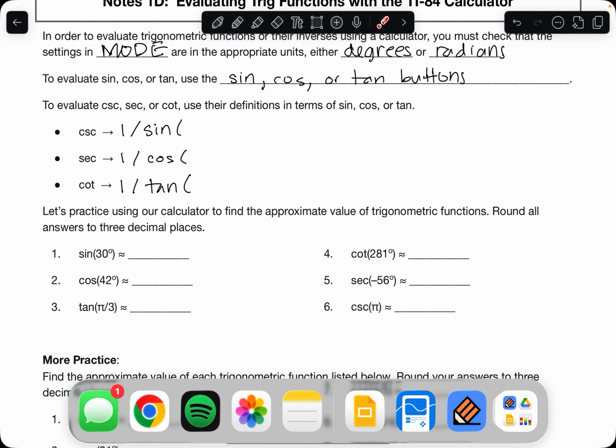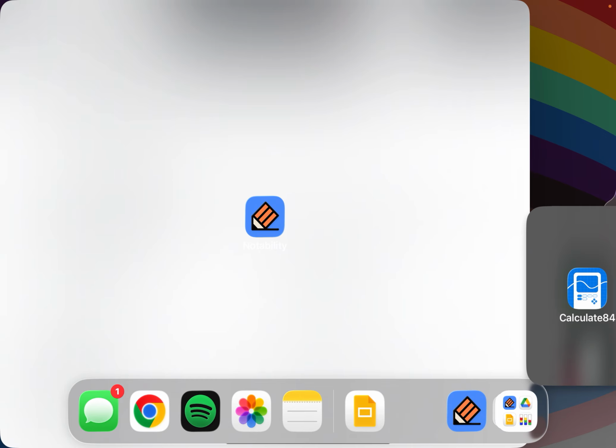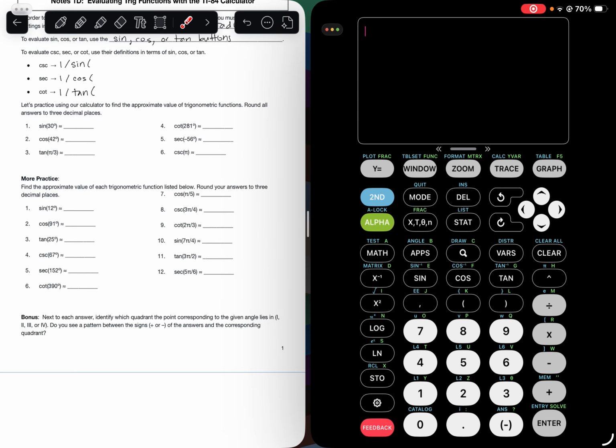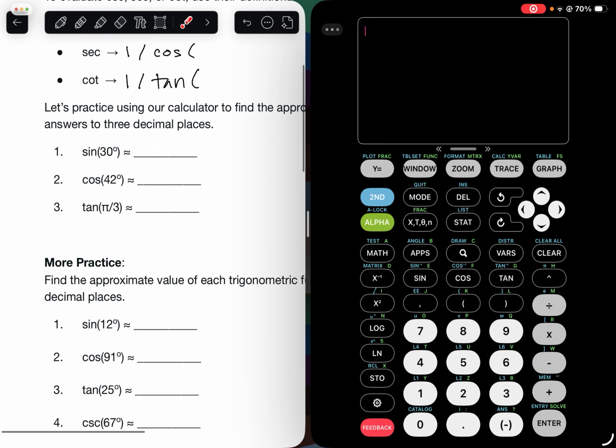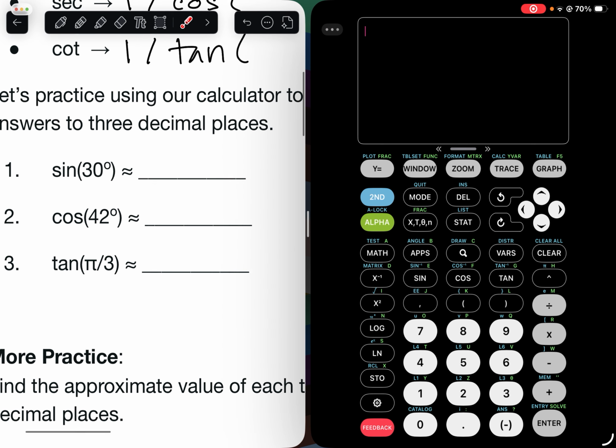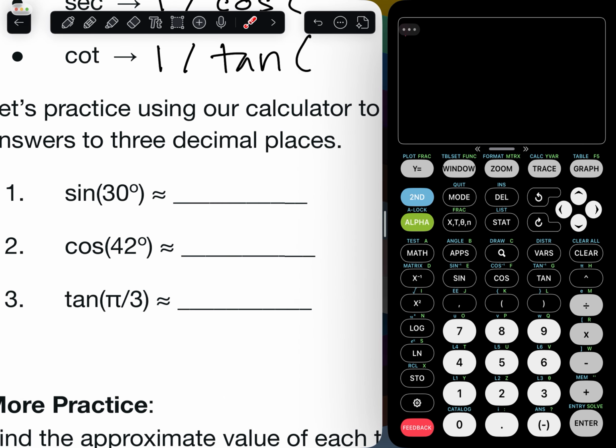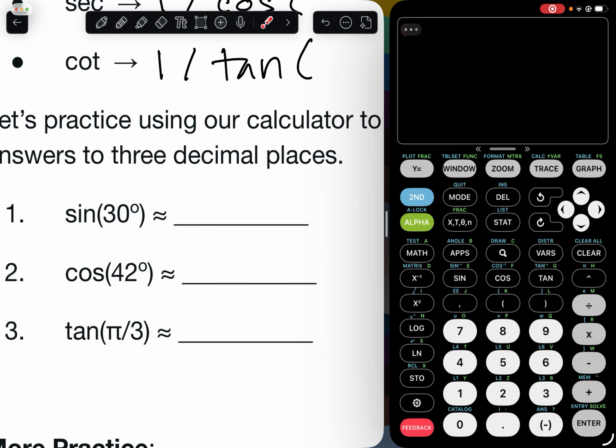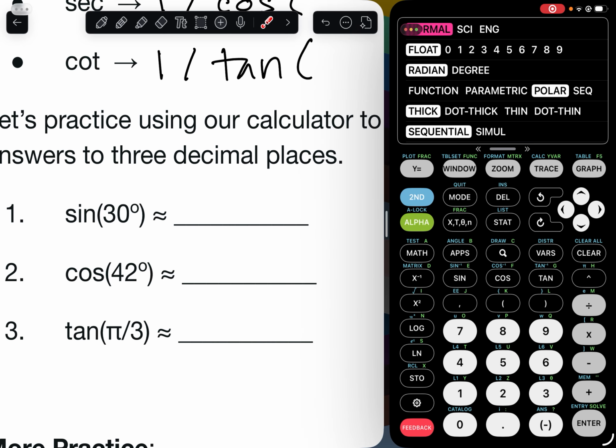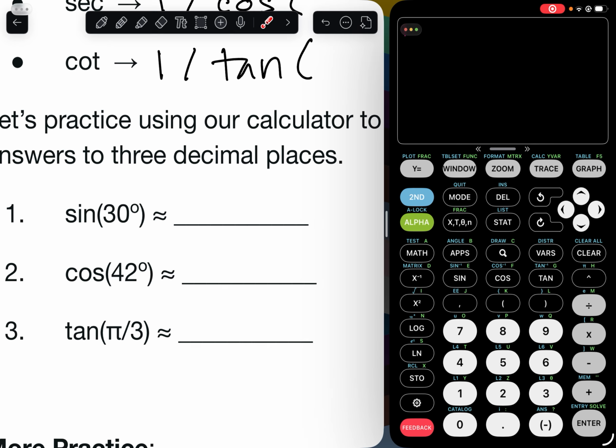Okay, so let's pull up our calculator and do some trig. So we'll start here. Number 1 says sine of 30 degrees, which means I need my calculator to be in degree mode. So I'm going to press mode, I'm going to go to degree, and then I'm going to get back to my home screen to start doing math. So second mode, and then I want sine of 30.